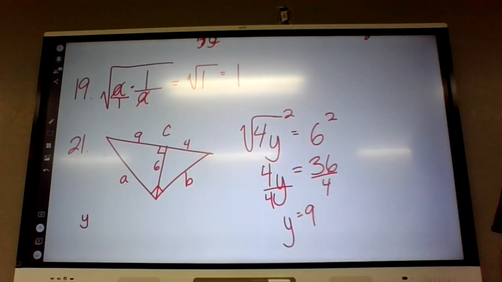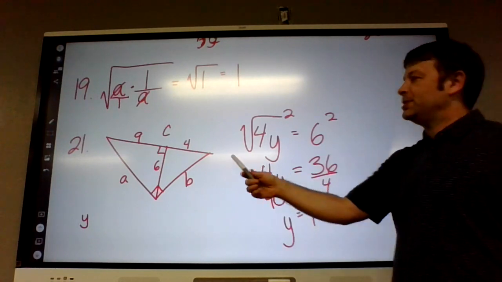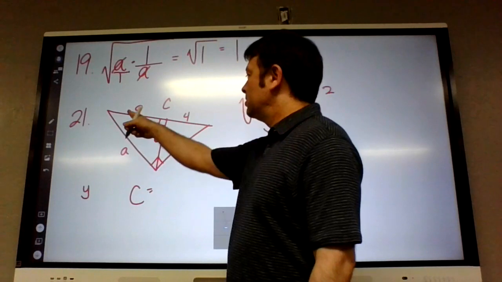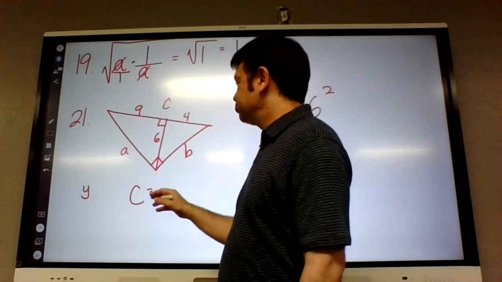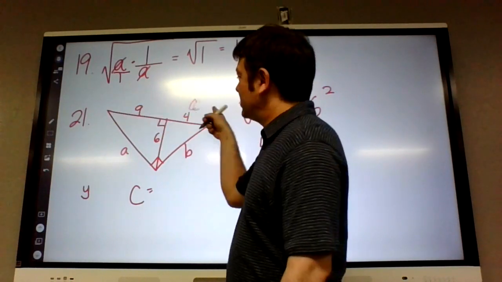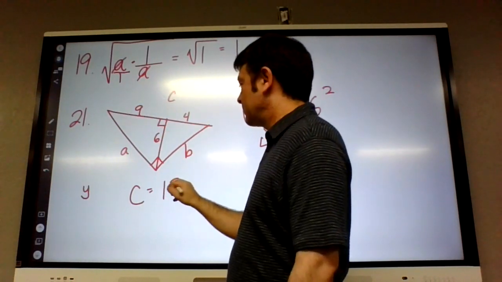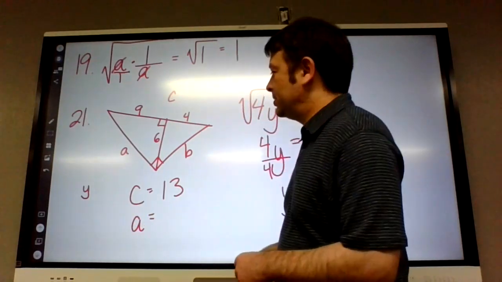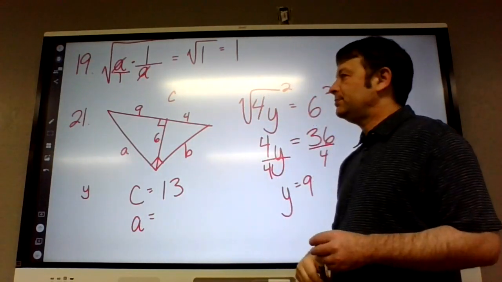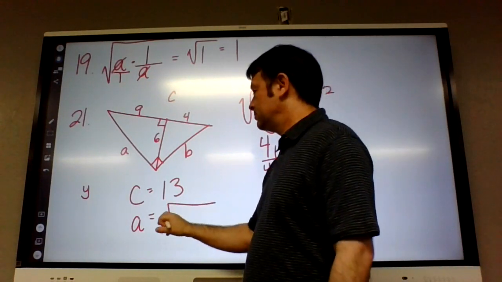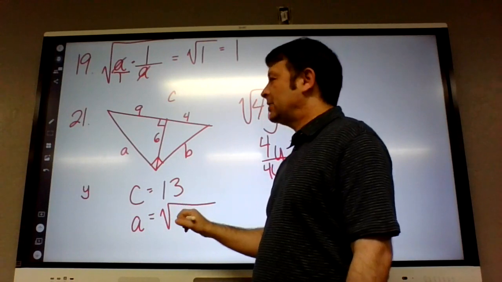Okay, now we can do the stuff. Actually let's start with C because what's C gonna be? C is just this side, so it's just 9 plus 4, which is 13. Okay, how about A? A would be the square root of 9 times 13. Could you do 6 squared plus 9 squared equals 8 squared?